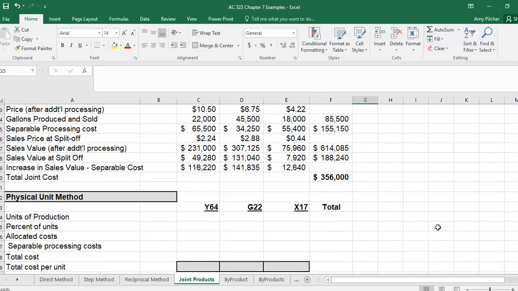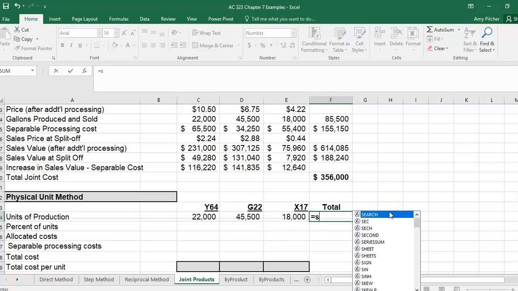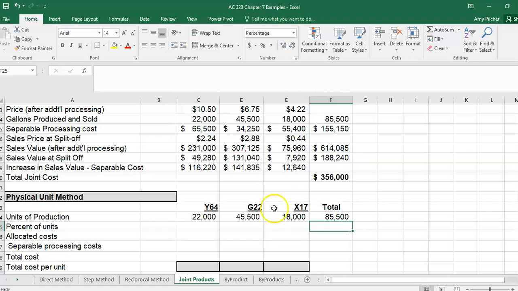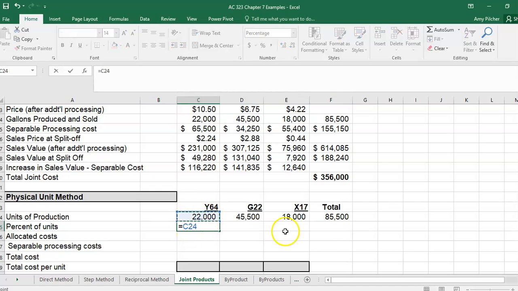First is the physical units method. So in that we take the total units of production. So we can see here we have 22,000, 45,500, and 18,000. So our total units of production are 85,500 gallons. So then we want to say, what is our percentage of units? So 22,000 divided by 85,500.